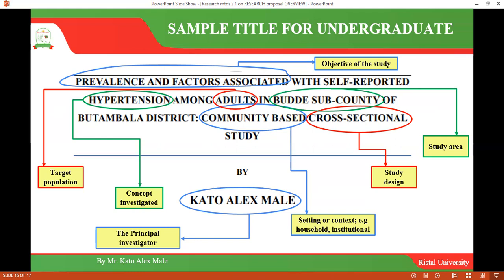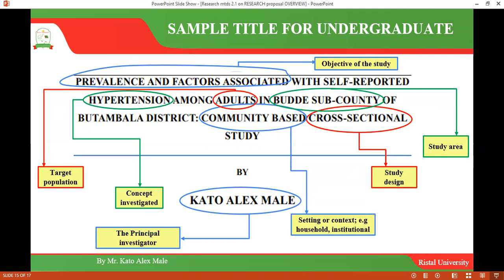Number 1, prevalence and factors associated. Those are the objectives of the study. You get it? That's what you want to achieve. You want to come up with figures on the prevalence of self-reported hypertension, and you want to also come up with figures on factors associated with the self-reported hypertension. Then hypertension is the concept being investigated. I think you're trying to see the arrows as I illustrated them. The concept being investigated is hypertension in this case.